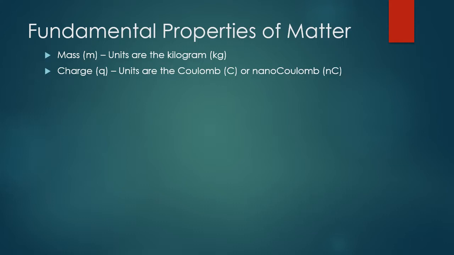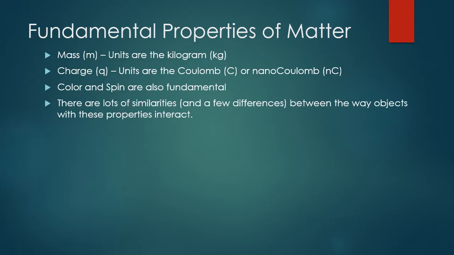coulomb, but it turns out that's sort of an outrageously huge amount of charge. It's a ton of charge that would rip this classroom apart. So more typically you see things in nanocoulombs, which are 10 to the negative 9th coulombs. There's two other fundamental properties, color and spin, but we're not going to talk about them in this class, but I just figured I'd throw them out there. Interestingly, there's a lot of similarities and a couple differences between the way that these properties influence the interactions of objects. And we'll be talking about those specifically with mass and charge in a few minutes.